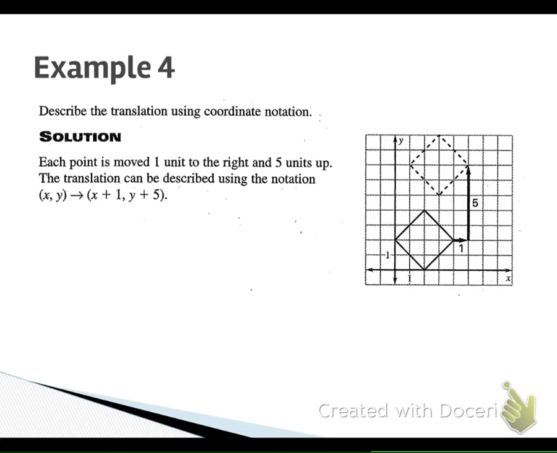So here, we're talking about this. They've already worked it out. And you see that the original picture and then our image is graphed up. So we moved right 1, up 5. And you see how they wrote it as +1, +5.